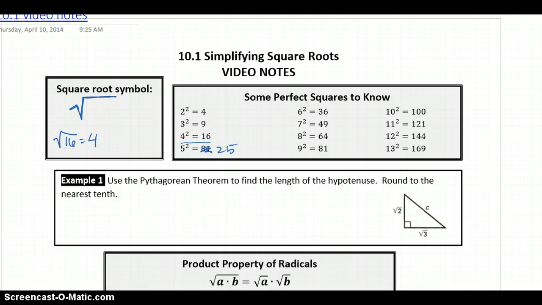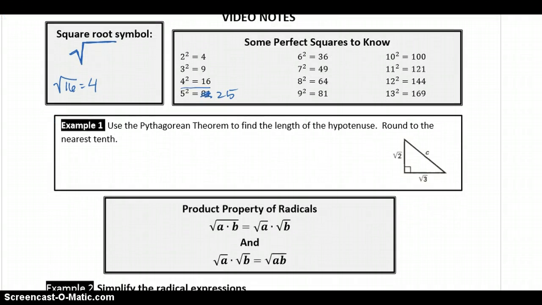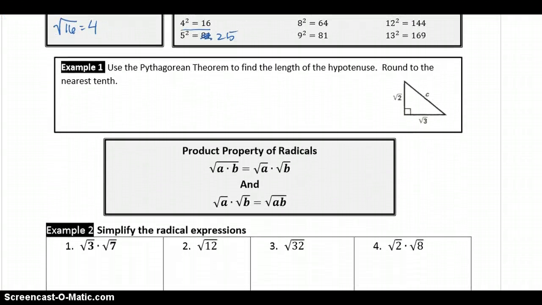Alright, so let's look at example 1. It says, use the Pythagorean theorem to find the length of the hypotenuse, round to the nearest tenth. So we're given a right triangle here. The Pythagorean theorem is a squared plus b squared equals c squared. C is always our longest side, our hypotenuse, opposite from the right angle.